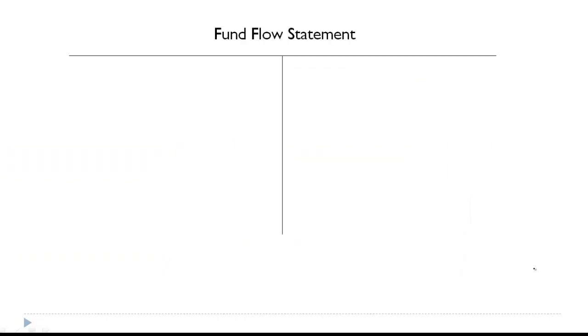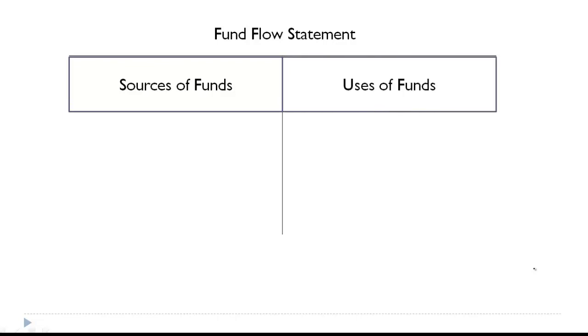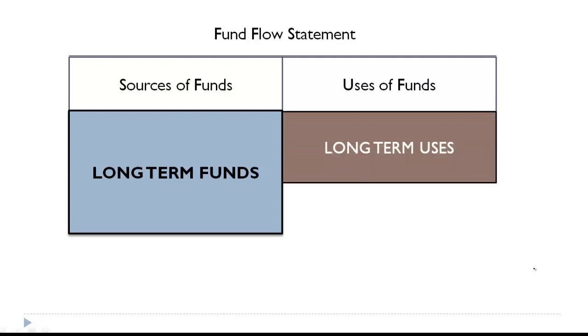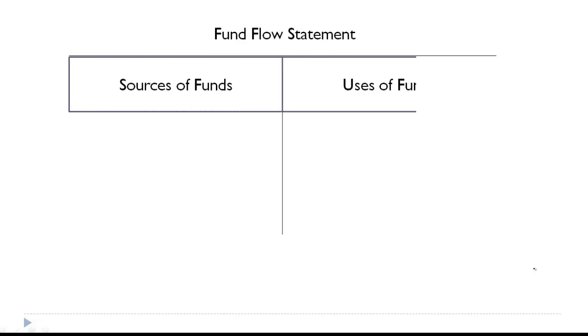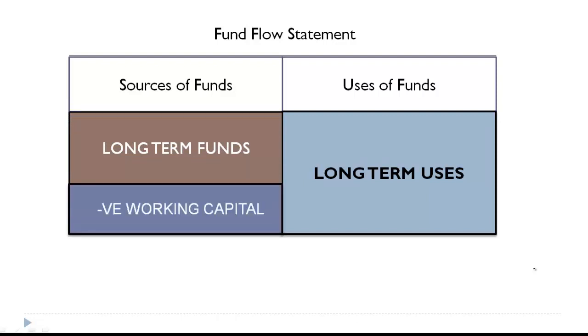So to summarize, fund flow statement would basically put all the sources of funds on one side and uses of funds on the other side. The sources are basically long-term funds and uses can be both long-term uses and working capital. So if there is a surplus, it can be used for working capital purpose, and if there is a deficit, what will be the scenario? Look at here. If the uses are higher and sources are short, then probably the long term is funded out of working capital funds. So this is what the fund flow statement basically gives us, the picture.